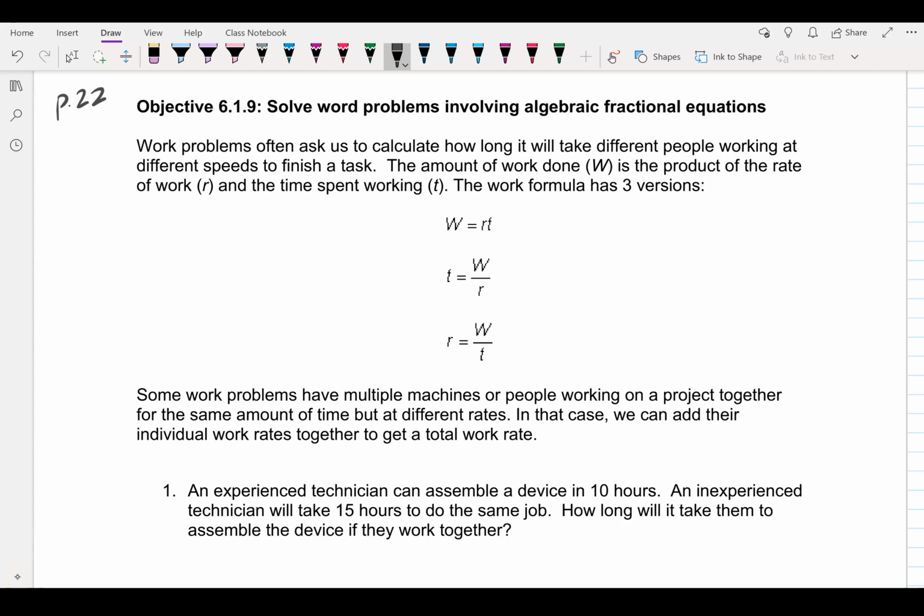In this lesson we're going to be doing some word problems, and it's going to involve algebraic fractions, but we're going to find pretty quickly that this is actually not a really difficult topic. So I hope that you find the same.